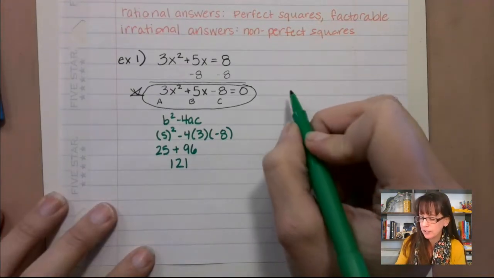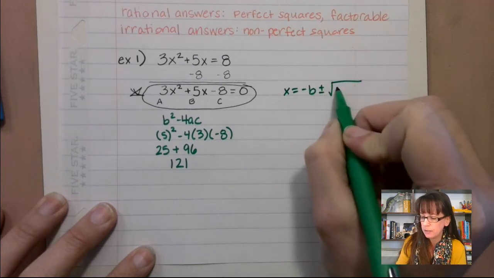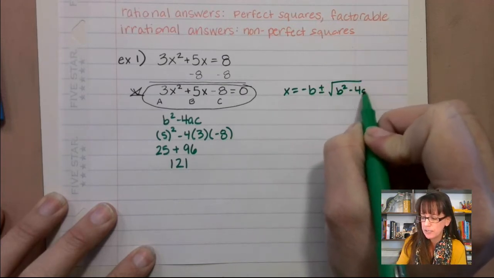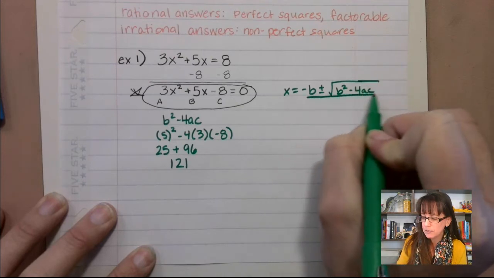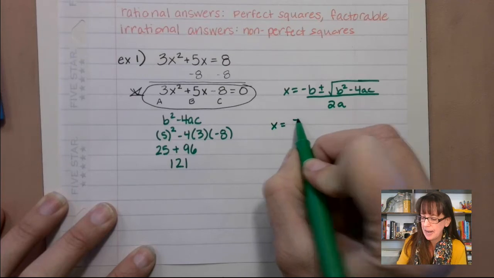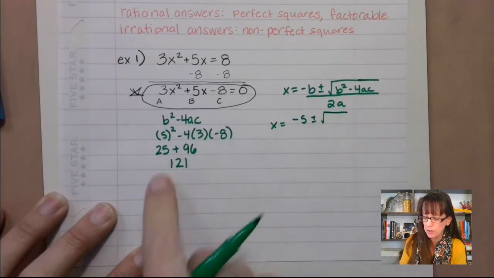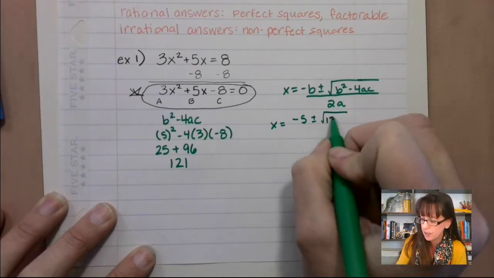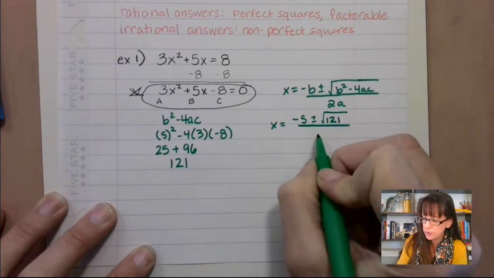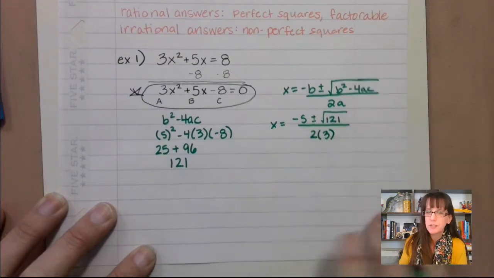And as a reminder, it's x equals negative b plus minus the square root of your discriminant, b squared minus 4ac, all divided by 2a. Memorize that. x equals negative, and our b is negative 5, so negative negative 5, plus minus the square root of our discriminant, which we already know is 121, all divided by 2 times our a, which is 3. All right, so now we've got some cleaning up to do.